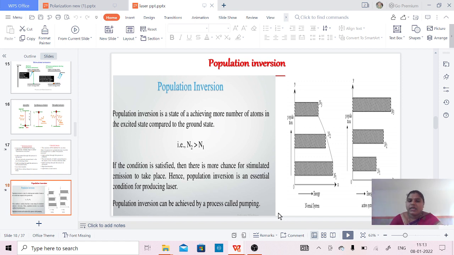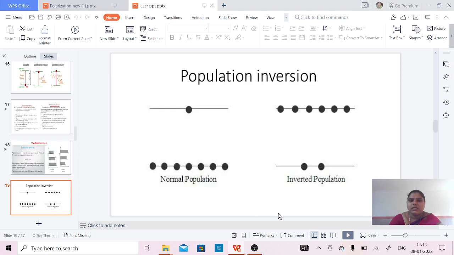So if this condition is satisfied, then there is a chance for stimulated emission. Population inversion is an essential condition for producing lasing. It is an essential condition for getting a laser. Population inversion can be achieved by a process called pumping. How can population inversion be achieved? By means of a pumping mechanism.